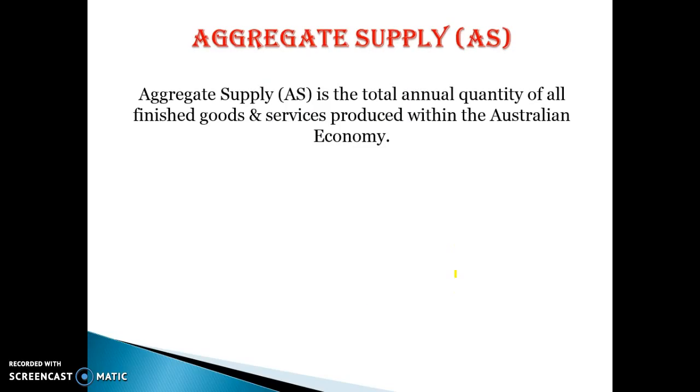Aggregate supply is the total annual quantity of all finished goods and services produced within the Australian economy. Aggregate demand is all about the level of demand for Australian goods and services. They might not be exactly the same. For example, we may have a lot of demand and we may have stockpiled production from previous years, and therefore we're able to meet that aggregate demand with supply from the past. But aggregate supply is a measure of the total quantity of finished goods produced within Australia within that year.